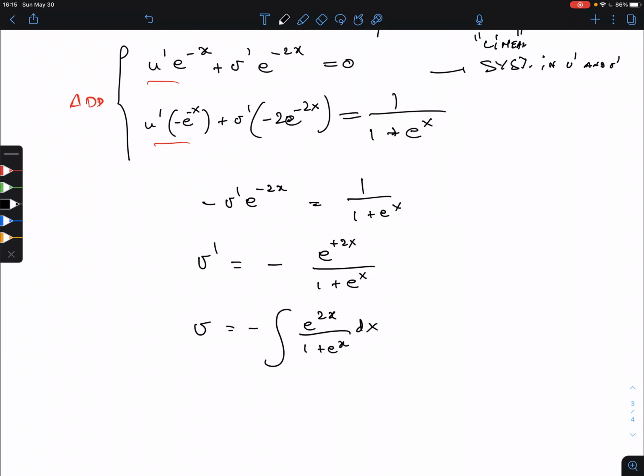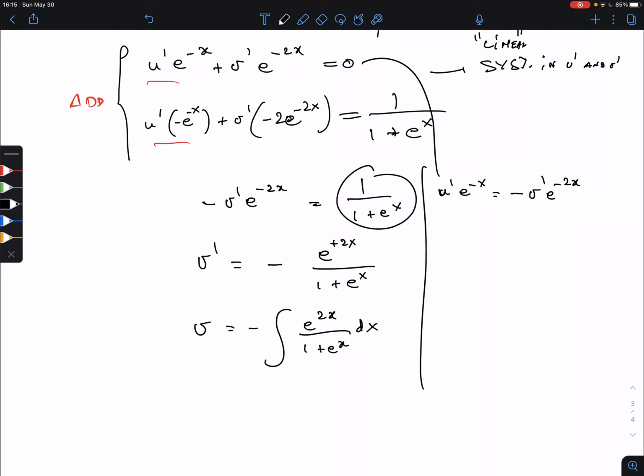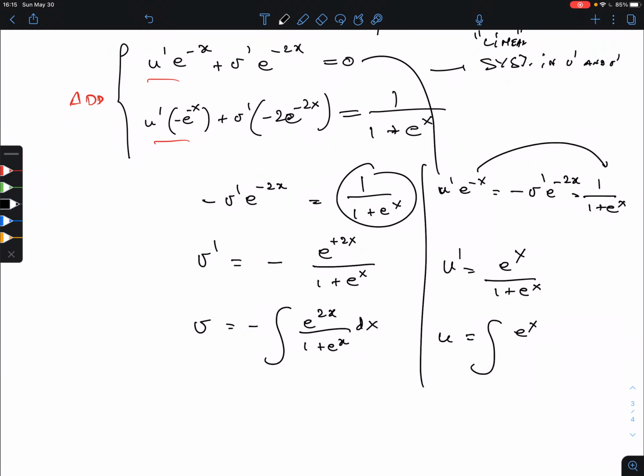dx. Now this integral, by the way, now that I have that, can I find perhaps what u prime is? Right, so notice that if I solve from the first equation, I see that u prime e to the minus x is equal to minus v prime e to the minus 2x, and we just said that this is equal to this guy, so 1 over 1 plus e^x. So we can solve it both. So the other one is u prime is equal, now bringing the e to the minus x to this side, e^x over 1 plus e^x. So u is the antiderivative of e^x over 1 plus e^x dx. So we have to just do these two integrations.